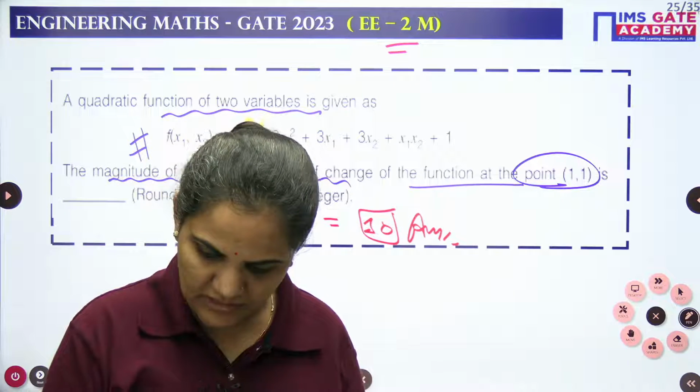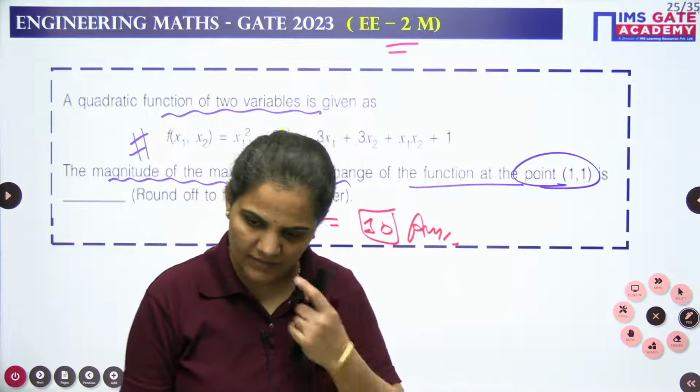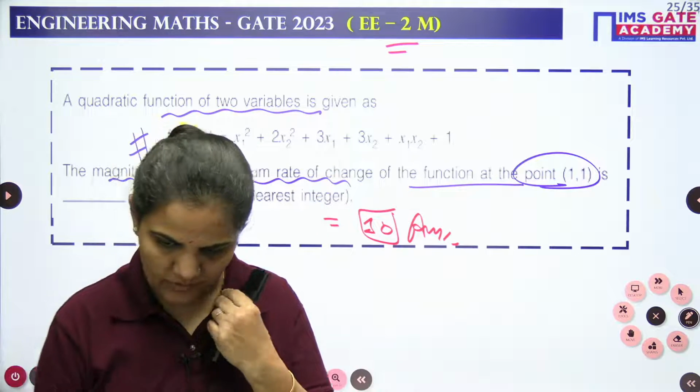Yeah, Akansha, the result is 10. Shabash, very good. So the result is 10. We can see we can approach this very easily.